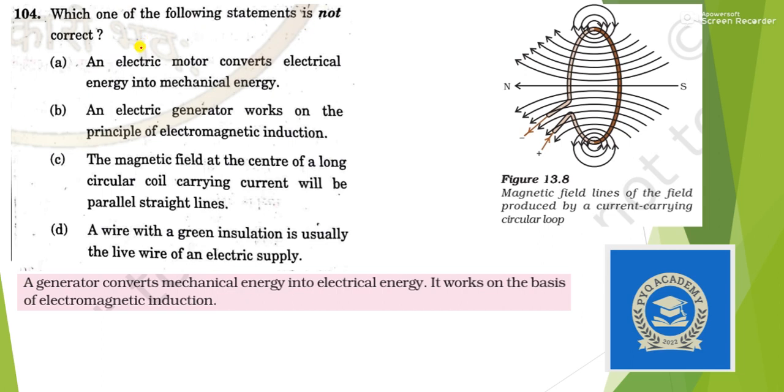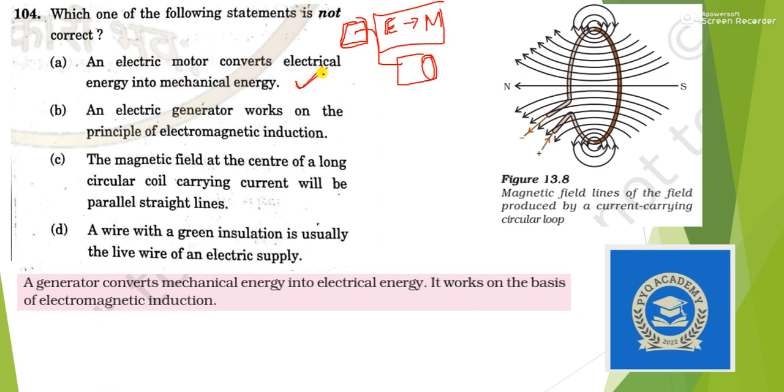Okay, let's read the statement. An electric motor converts electrical energy into mechanical energy. I think everyone must have watched a motor. When a motor runs, you connect the motor with a board and you provide it electricity, then it will run. That means here you are converting electrical energy into mechanical energy. So an electric motor converts electrical into mechanical energy.